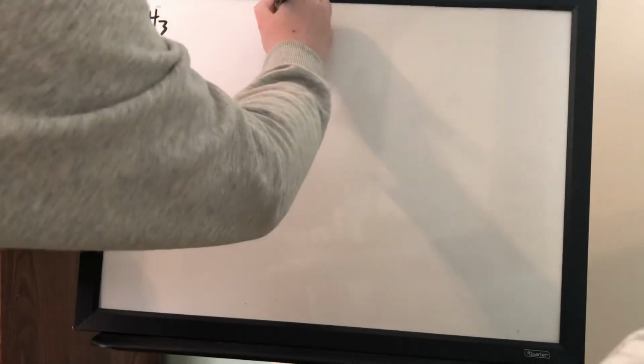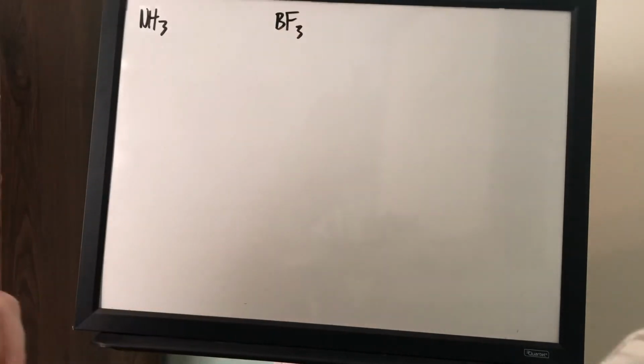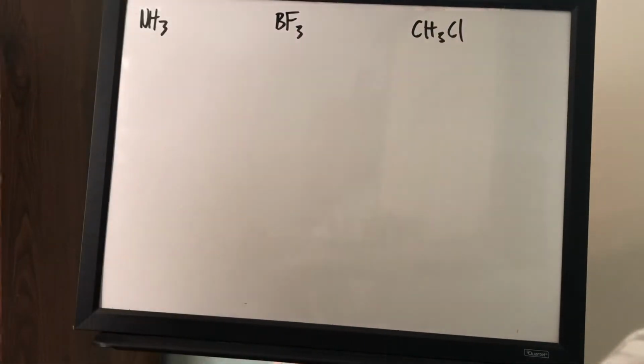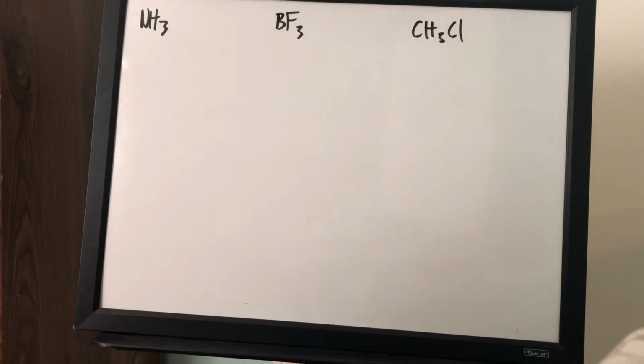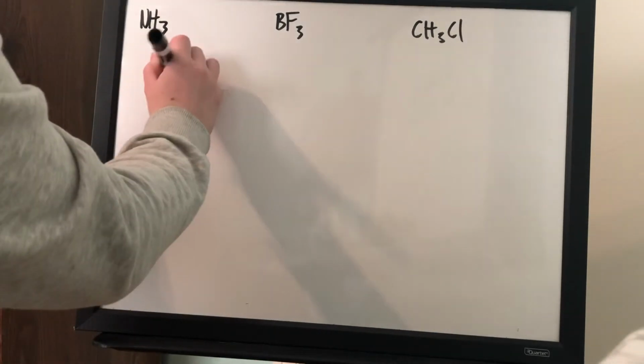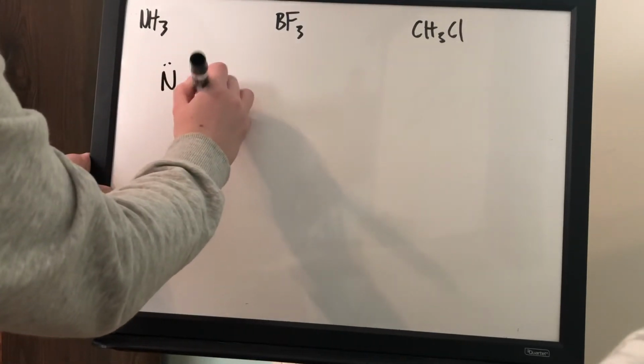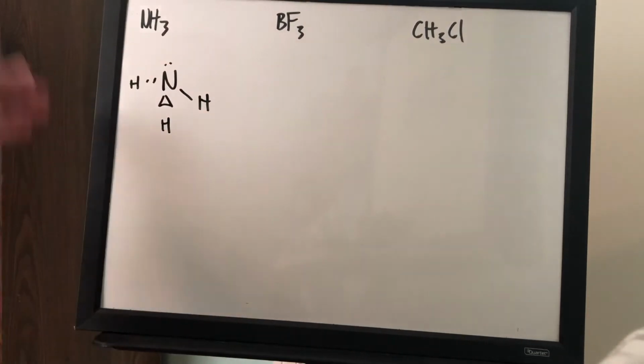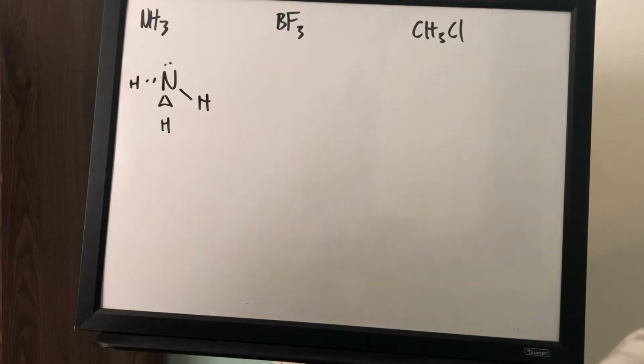Actually, let's see if I can do the next 3. Okay, NH3, BF3, and CH3Cl. Okay, Lewis structures for each. Of course, the Lewis structure for NH3 looks something like this. Again, I'm going to try to draw it geometrically correct here. Stems from a tetrahedral arrangement.